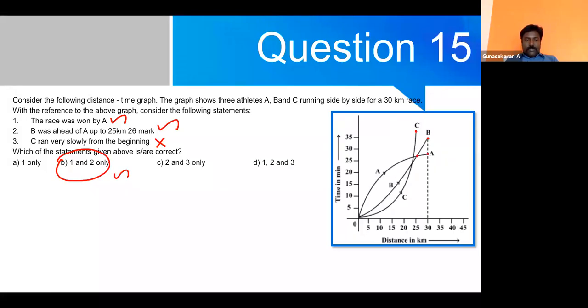So in the marathon, actually, you should not run fast at the starting. See, C started very fast, but once he reached the 20-kilometer mark, he fell down. Understand? That's why he quit the game. A and B only complete the race. A starts the race slowly and then beats B at the 25th kilometer, at the 25th minute. That's the logic here. Understand?